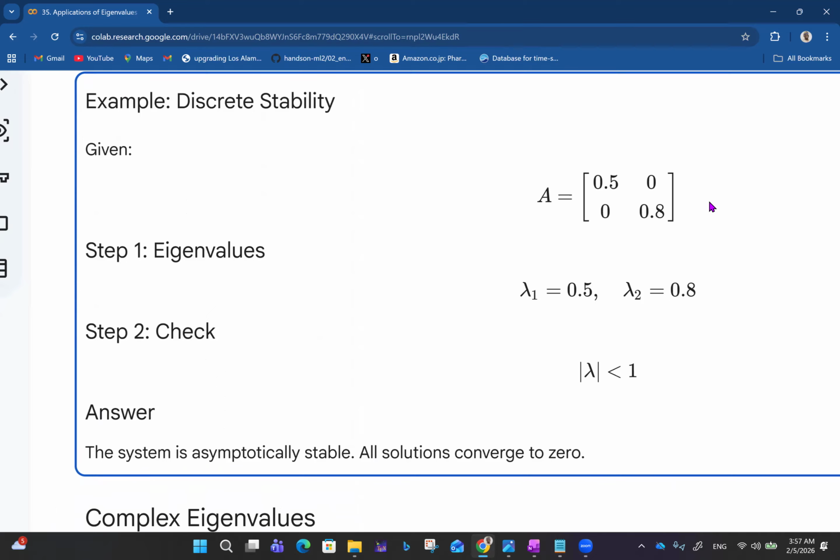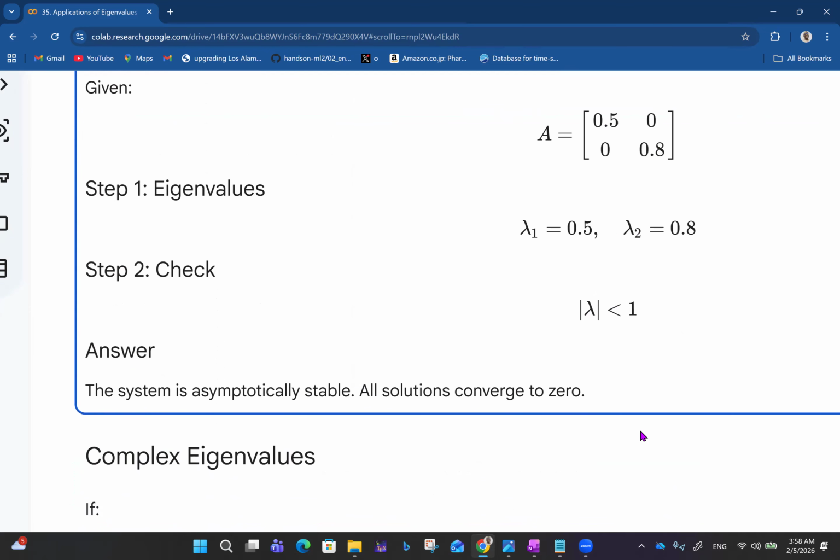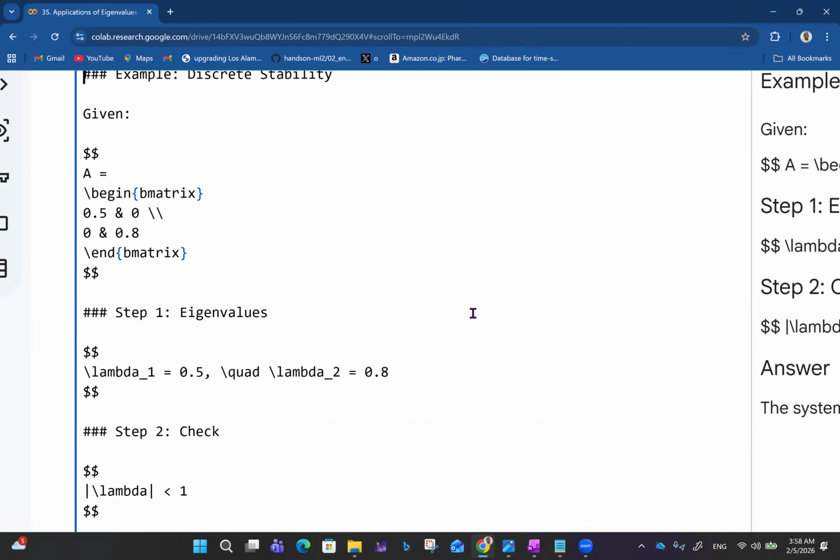Then we also have discrete stability. So given A is [0.5, 0; 0, 0.8], for the eigenvalues, lambda 1 is 0.5, lambda 2 is 0.8. That's easy to read off because we have a diagonal matrix. So if you check now, the absolute value of lambda for 0.5 is less than 1. For 0.8, it's also less than 1. Answer: this system is asymptotically stable because all solutions will converge to 0, because the absolute value of the eigenvalues is less than 1 in both cases. So overall, the system will go to an equilibrium point. It's a stable point, rather.